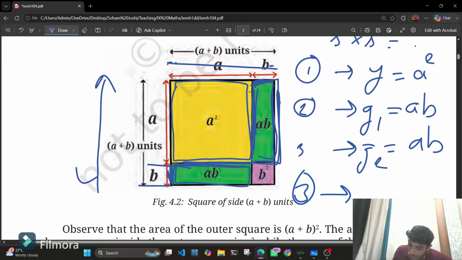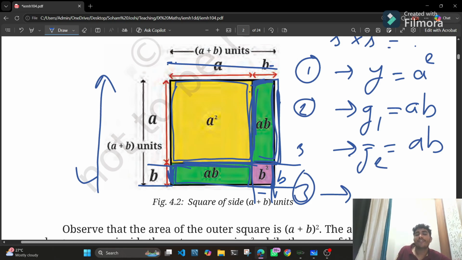And for the third part, you can see over here, if we extend this line, our side is here B and here also the side is B. So both the sides are equal, hence it becomes a square. So the area of that pink part is B square.